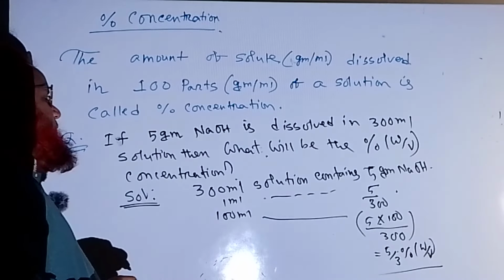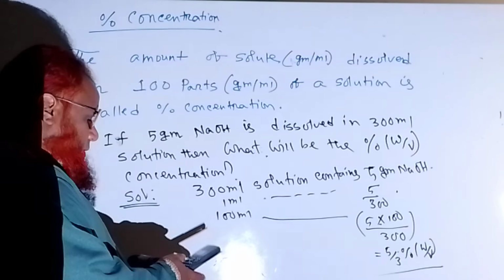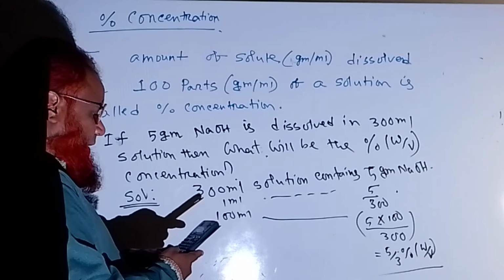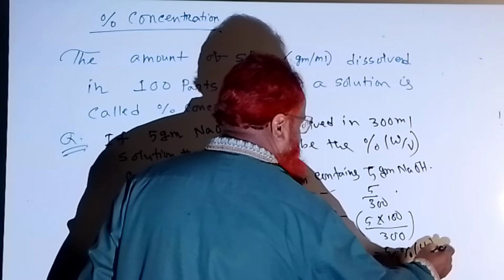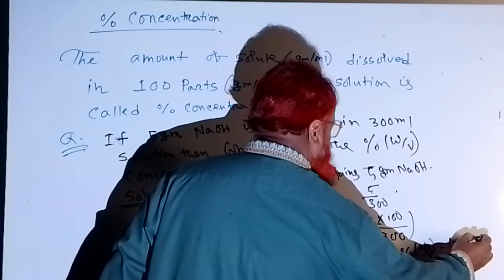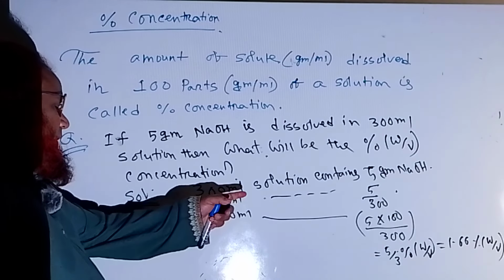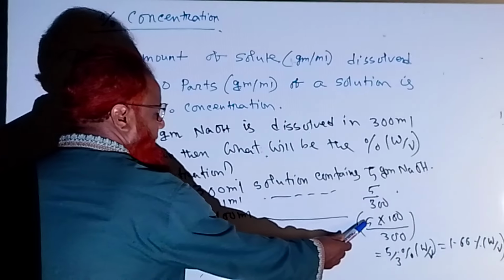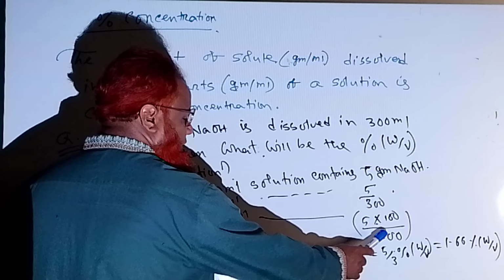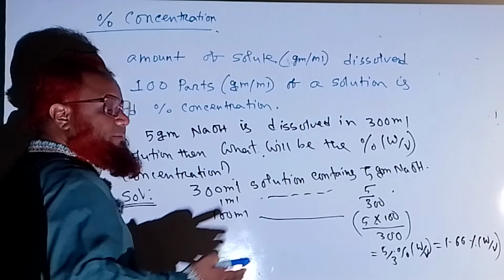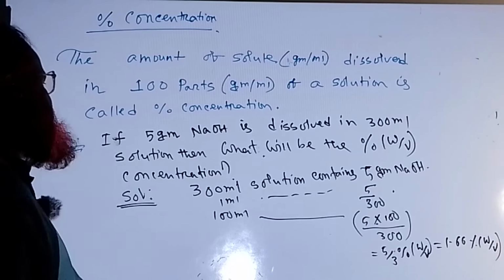So look at the board, my dear student. If we divide, 5 by 3 is 1.66. So we can also write it as 1.66 percent. So my dear student, what is the formula here? This 5 is the given mass, this 300 is the given volume, and this 100 comes for percentage concentration. Now we can make a formula from this solution.